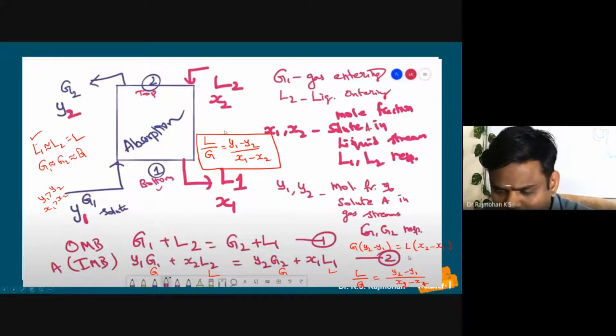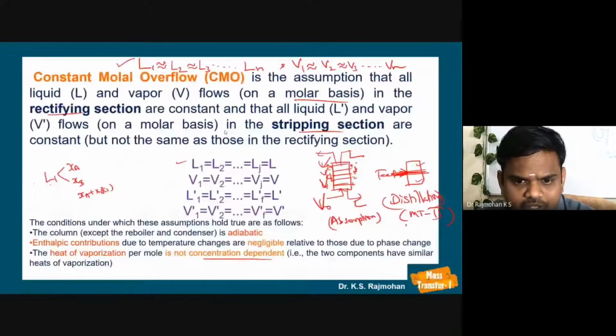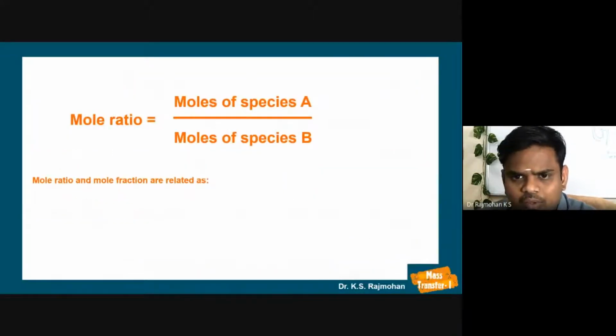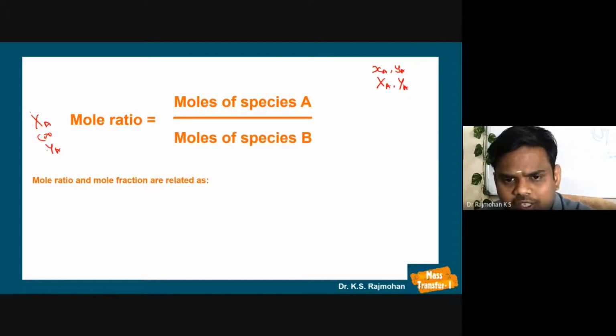Okay, so these mole fractions can be expressed in terms of mole ratios, because mole ratios are easier to calculate, and also for any calculations these mole ratios are useful to us. So mole fraction is xA, yA. We can define capital XA, capital YA, which is defined as the mole ratio. XA or YA: one is for the liquid phase, the other for the gas phase. It is the ratio of moles of species A to moles of species B. Or if one is solute and one is solvent, we can simply say it is the ratio of moles of solute to moles of solvent.